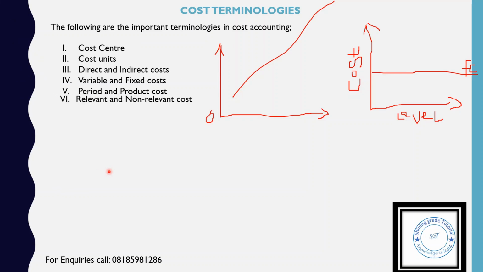Alright, so next we have relevant and non-relevant costs. A cost becomes relevant to a particular decision of the management if, in one way or the other, it is going to influence the decisions of the management. That is, if the decision of the management will change as a result of a particular item of cost, such a cost is relevant to the decision at hand.